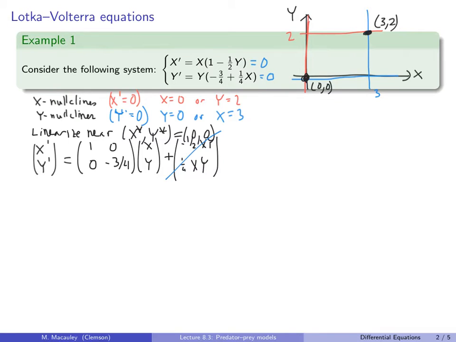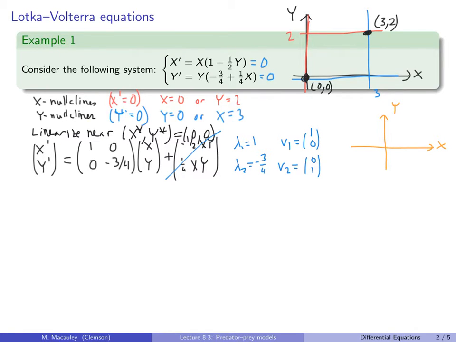So the linearization is just this part, and we can read eigenvalues and eigenvectors right off the matrix because it is diagonal. So here, lambda 1 is 1, lambda 2 is minus 3/4, and V1 is 1, 0, and V2 is 0, 1, as is true with any diagonal matrix. So now we can sketch the phase portrait near 0, 0. So this is x and this is y.